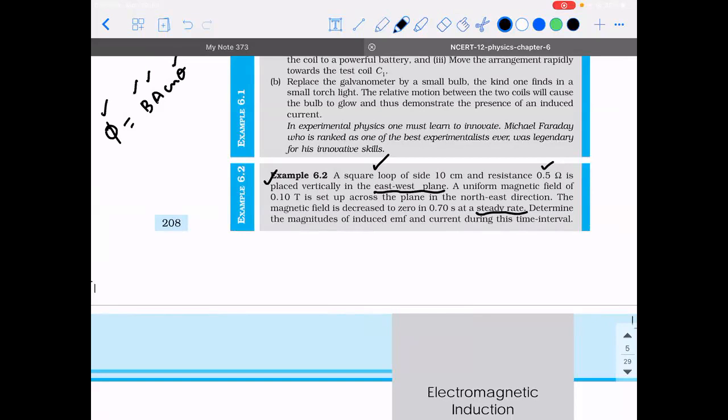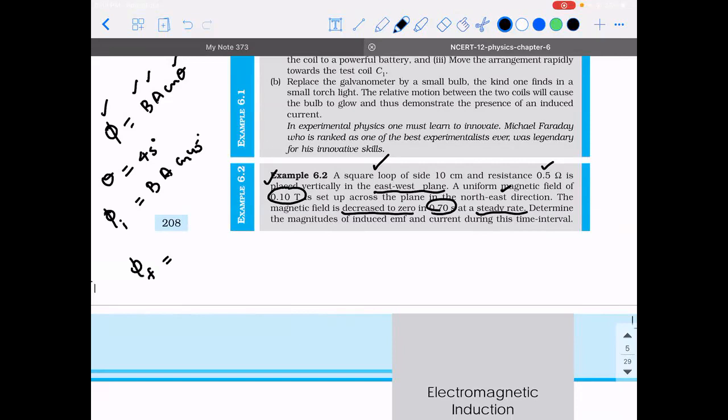Yes, sir. In this question, the magnetic field is decreased to 0 in 0.7 seconds. So initially, what was the magnetic field? It was 0.1 Tesla, and it is set in the northeast direction. Northeast direction means how much is the value of theta, guys? Is it not 45 degrees? So initial flux is equal to how much? BA cos 45. Correct?